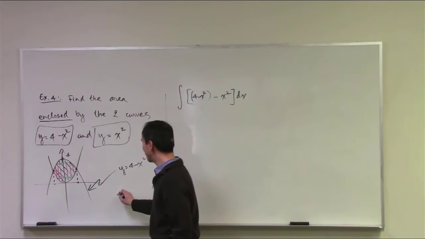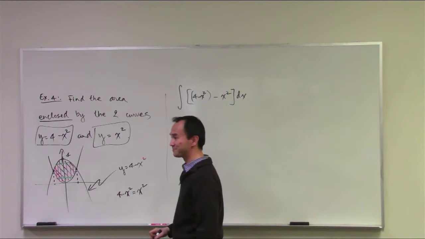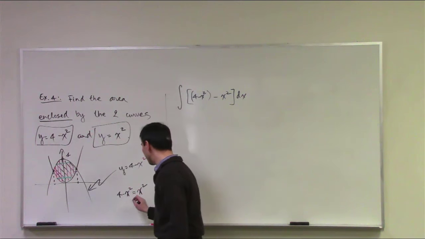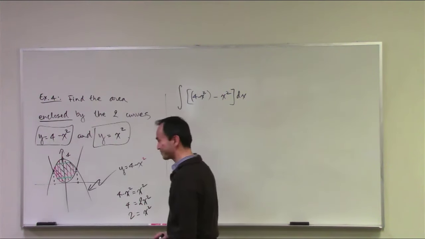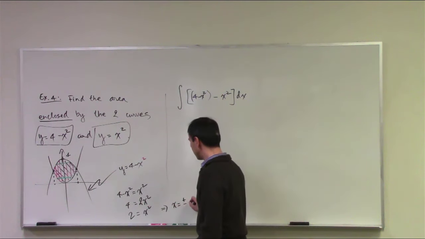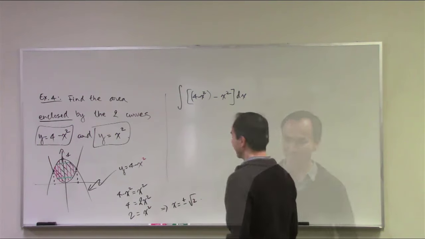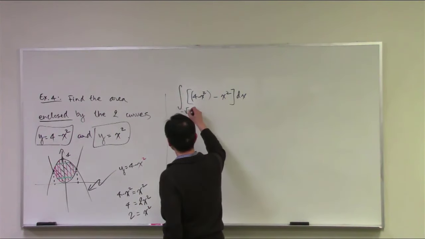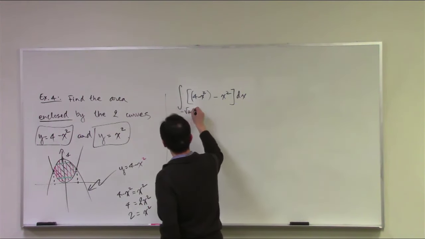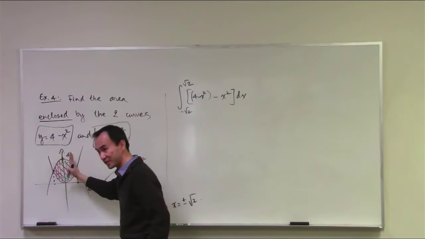We're going to set 4 minus x squared equal to x squared. Sounds good? So adding that over, we're looking at 2x squared equals 4, or x squared equals 2. So solving this equation, x equals plus or minus square root of 2. So minus square root 2 is on the left, positive square root 2 on the right. And the area looks pretty symmetric, right?